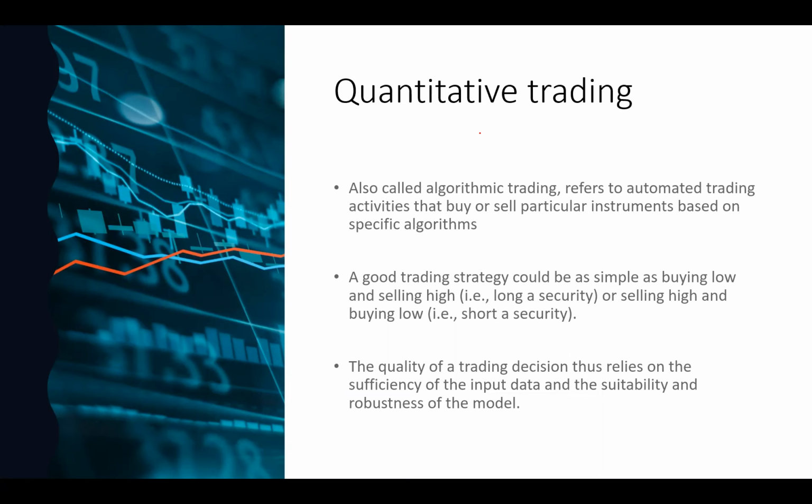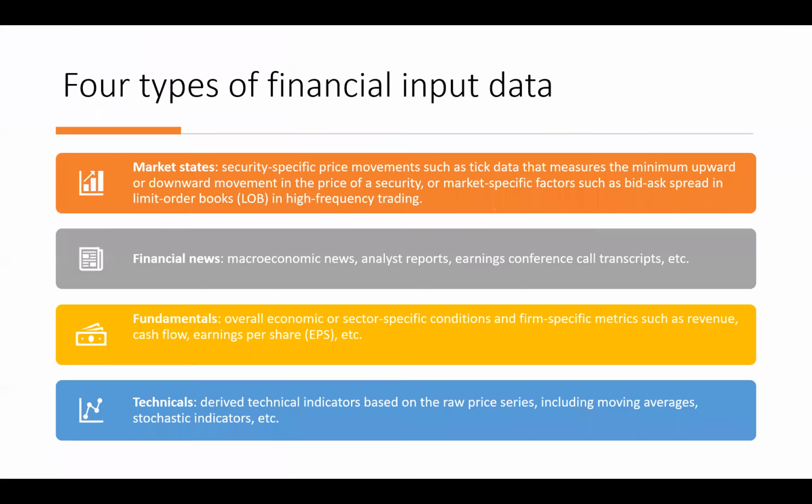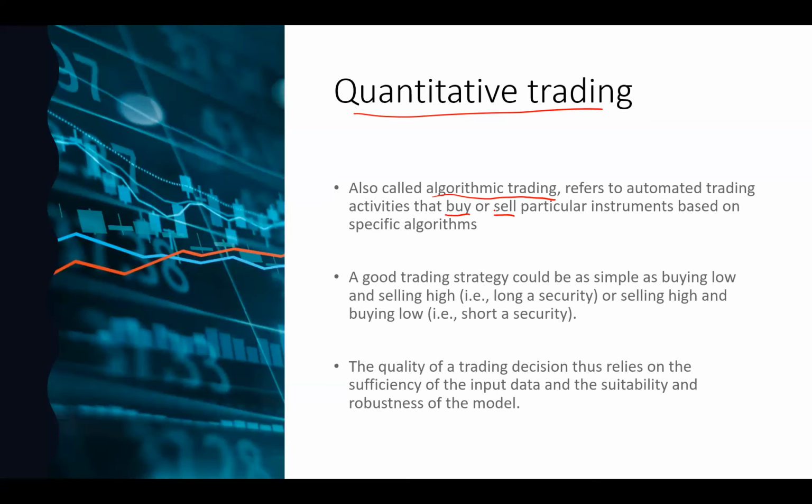So first, what is quantitative trading? This is also called algorithmic trading, right? It refers to automated trading strategies or trading activities that generate two types of signals: the first is to buy, and the second is to sell particular instruments. These can be called financial instruments, securities, or assets, based on particular algorithms. We're going to talk about what an algorithm is.